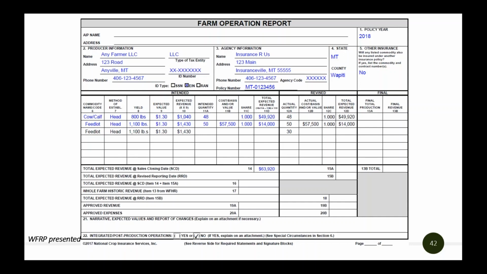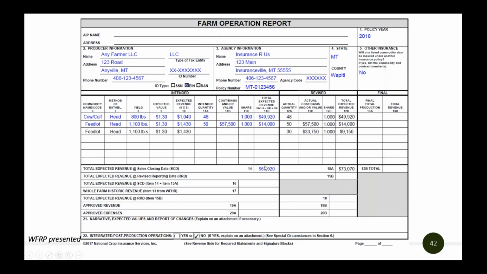That just carries right over. Now, you notice we jumped from the intended over here to the revised because this happened after we initially submitted our application and our farm operation report. So right here, these items are going to be blank. So we jump right over here to our revised time. Bought these on July 5th. We paid $33,750 for them. That's our cost basis. Multiply that out, subtract out the cost basis, and we end up with our expected revenue of $9,150.